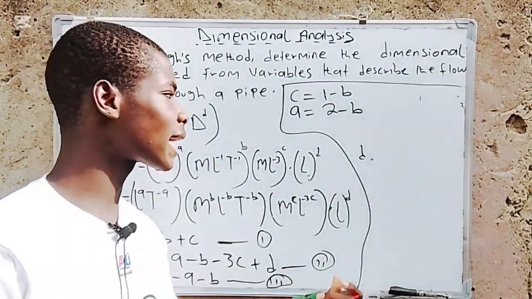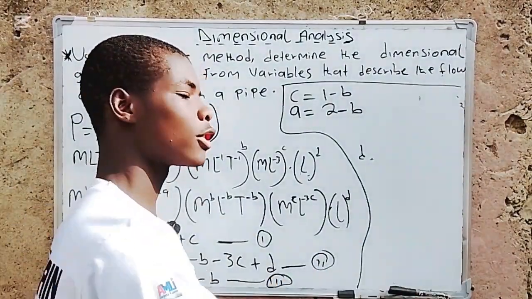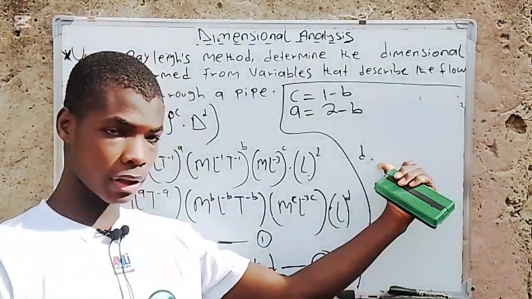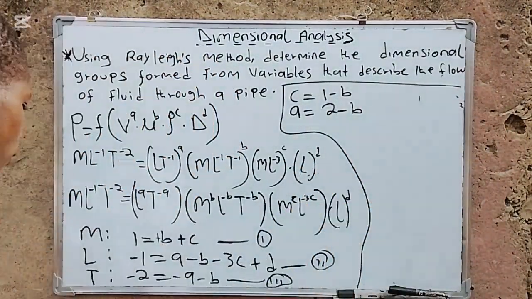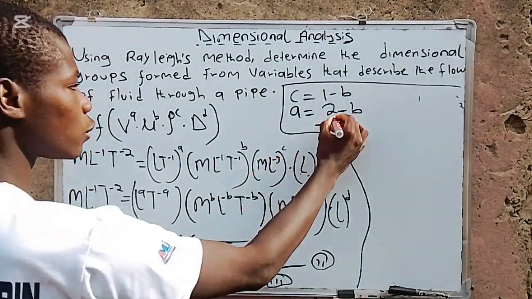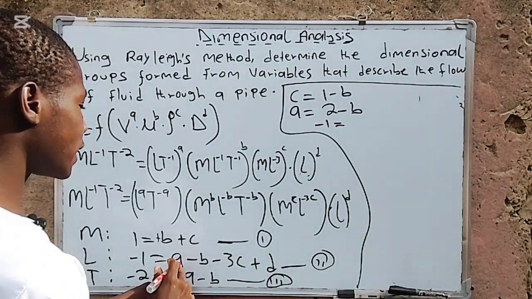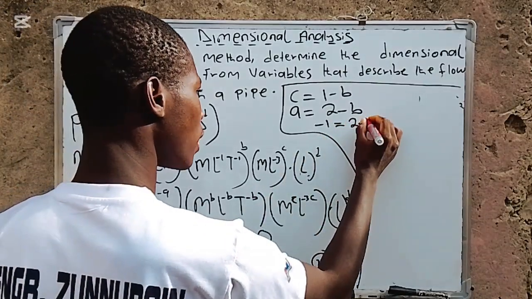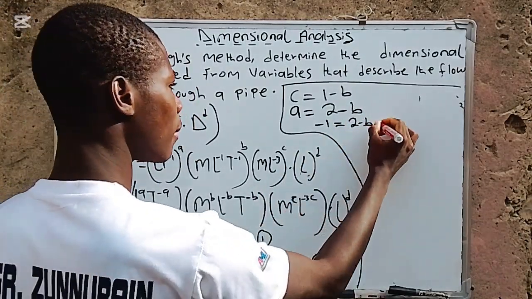So therefore b can carry what? Can carry the subject of the formula of d. But let me show it to you. I have minus 2, okay, I have minus 1. It will be equal to a. Did I have the value of a? Yes, 2 minus b.